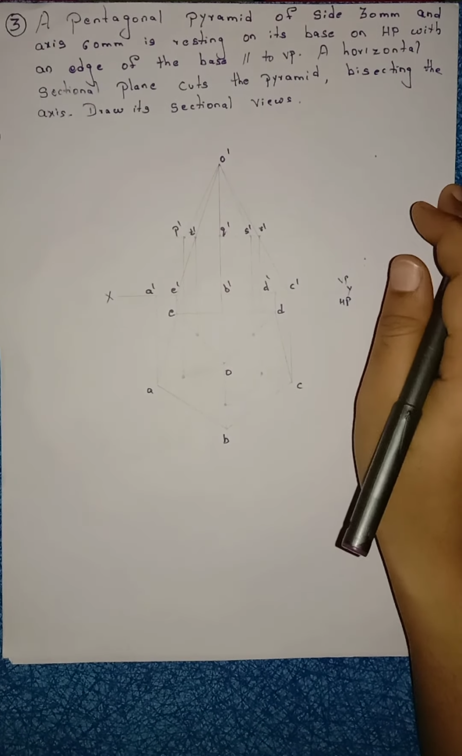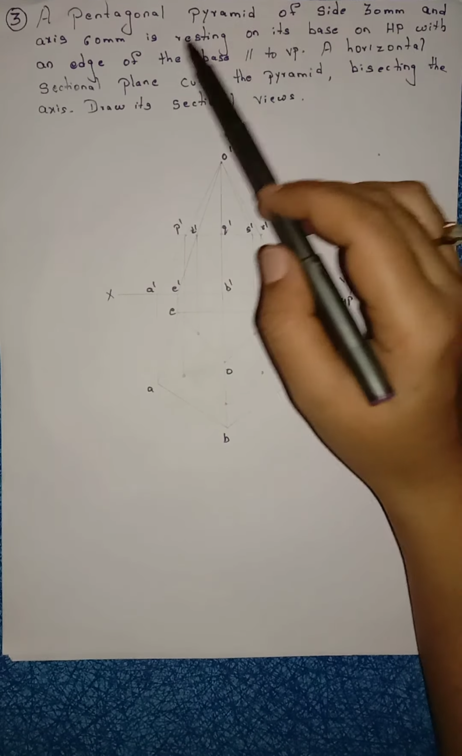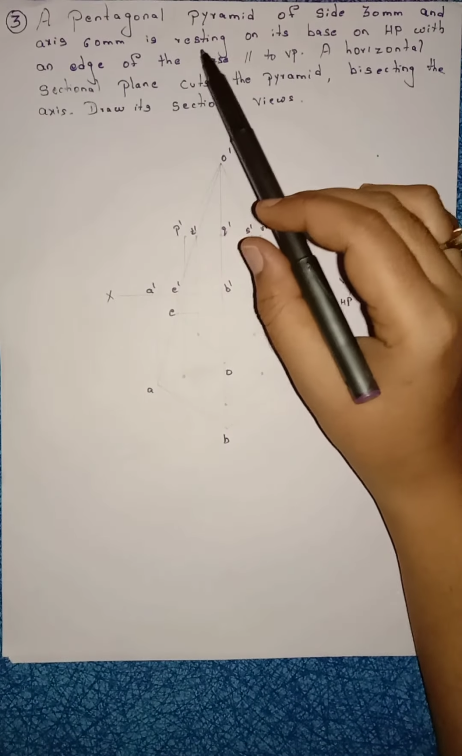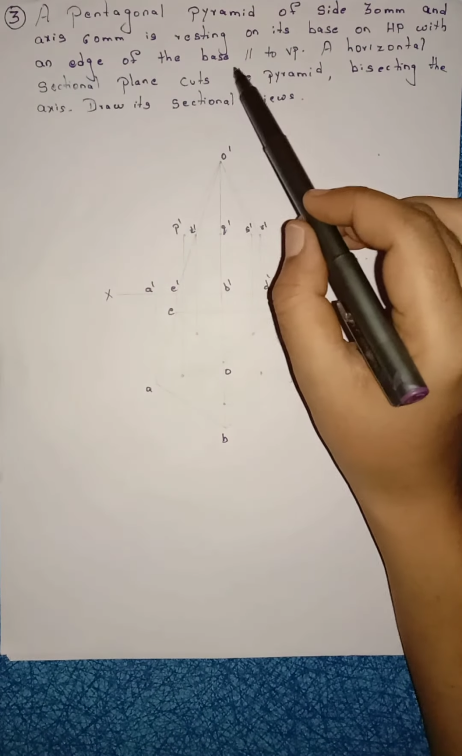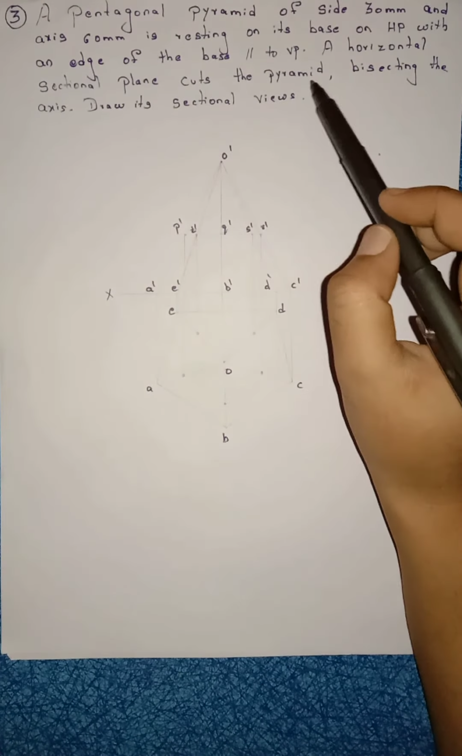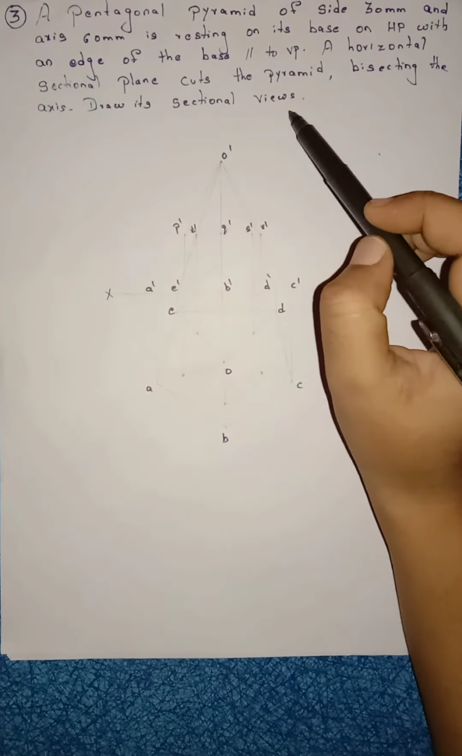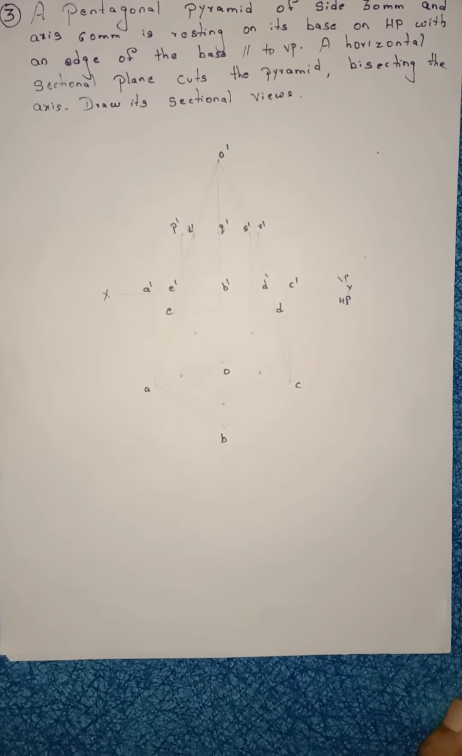Let's see problem number 3. A pentagonal pyramid of side 30 mm and axis 60 mm is resting on its base on HP with an edge of the base parallel to VP. A horizontal sectional plane cuts the pyramid bisecting the axis. Draw its sectional views. So after reading the question, divide the question into two parts.